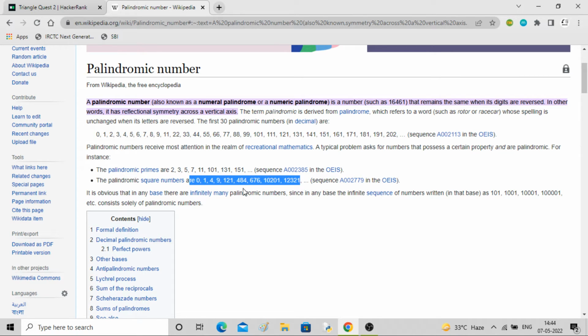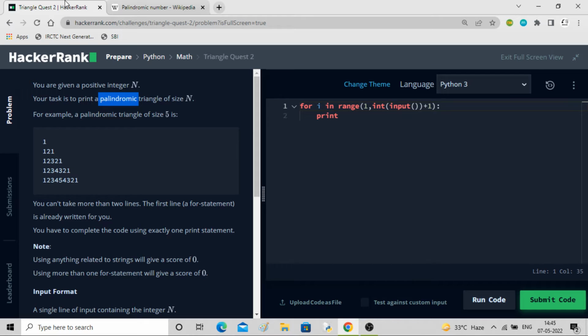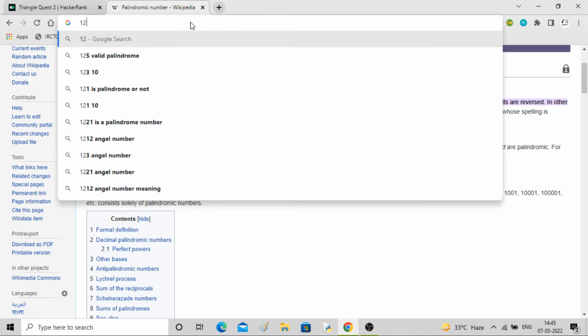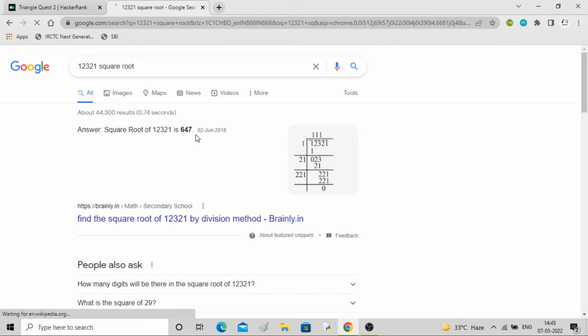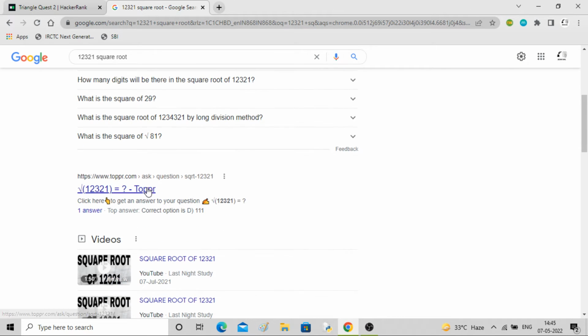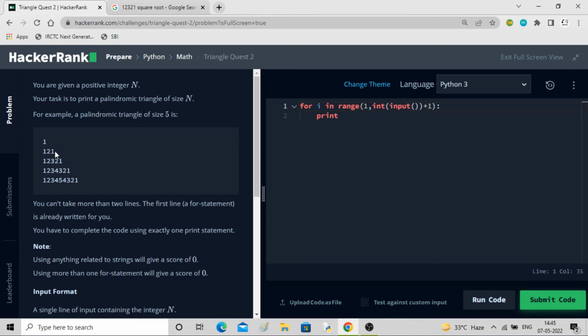Can you see some of the numbers are flashing here, right? 1, then 121, then 1 2 3 2 1. So you can get the logic that it will be the square of some number, right? Can you see the pattern? This is 1, then this is 11 squared, right? And what will be the square root of 1 2 3 2 1? It is something like 647. I don't think it's 647, it is 111. You can see, right? So 11 squared is 121, and 111 squared is 12321.